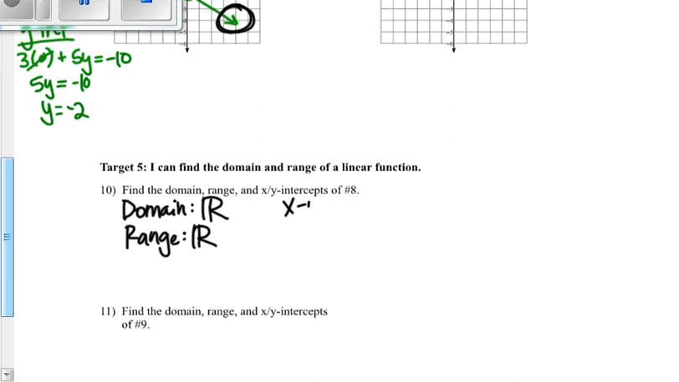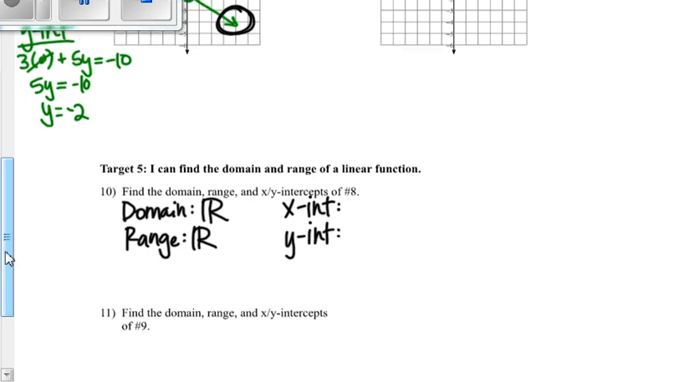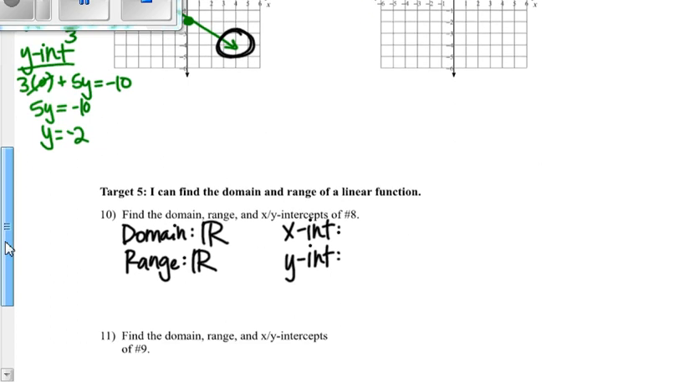Now I knew this question was coming up, so that's why I actually solved for the x and y intercepts for my method of graphing on number 8. So x-intercept was negative 3.3, so I'm going to say negative 3.3, 0. The y-intercept was negative 2, and so I already did the hard work on that.